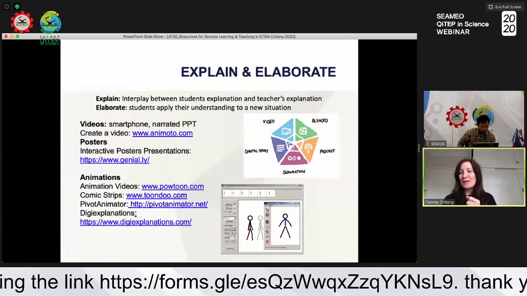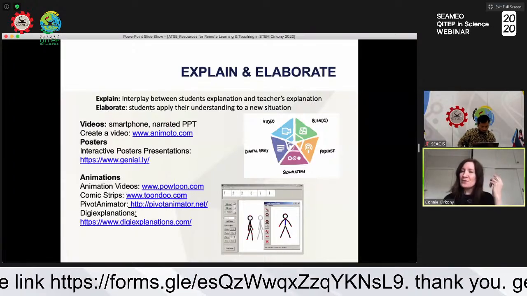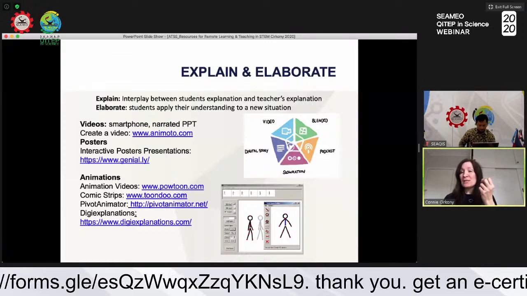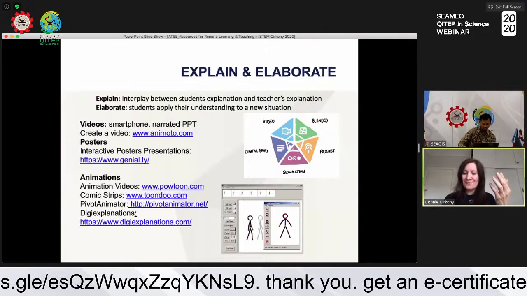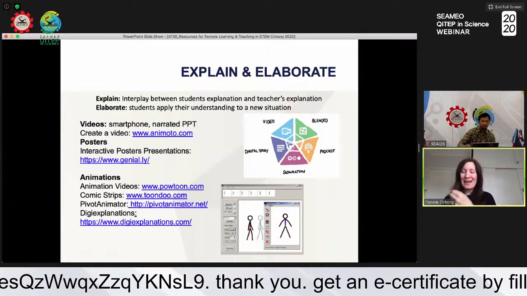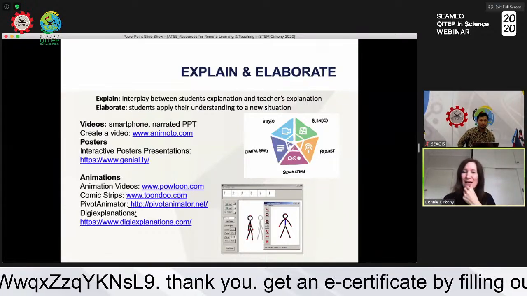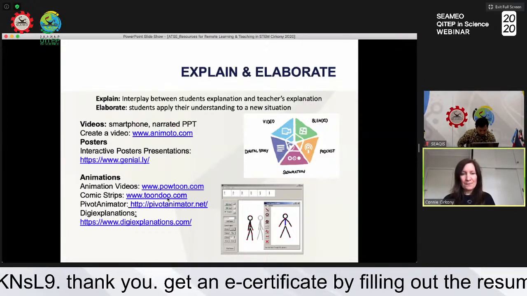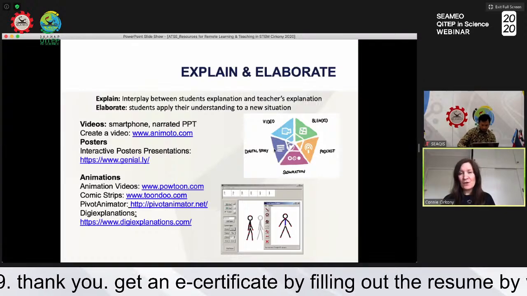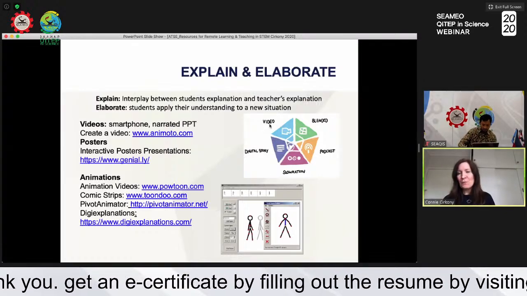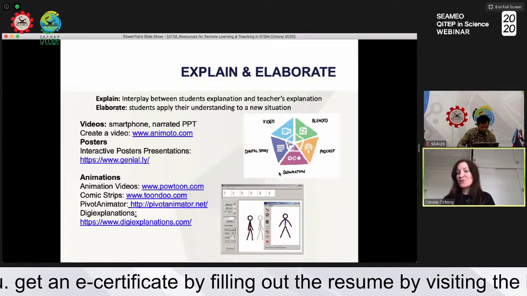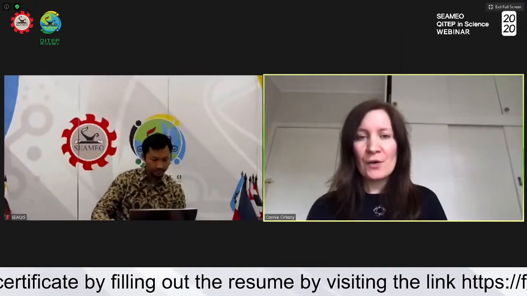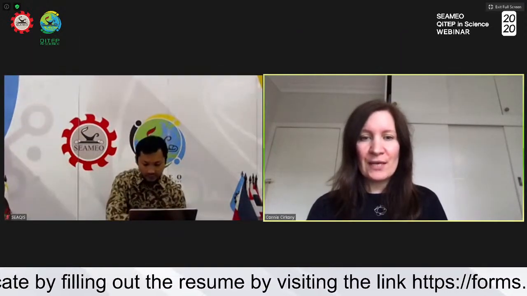And in that Powtoon animation that Miss Simone showed, the student had to do a lot of planning to prepare that. It does take time. So not only do they have the creative energy of making this animation, but they have to get the science right. So it's quite a rich task. Now, the one I'm going to show you is called DigiExplanations. So that's digiexplanations.com. And with that, you can make a video like the Powtoon, a digital story, slowmation, podcast, or blended. So I'm just going to do a very quick demonstration of what that looks like.